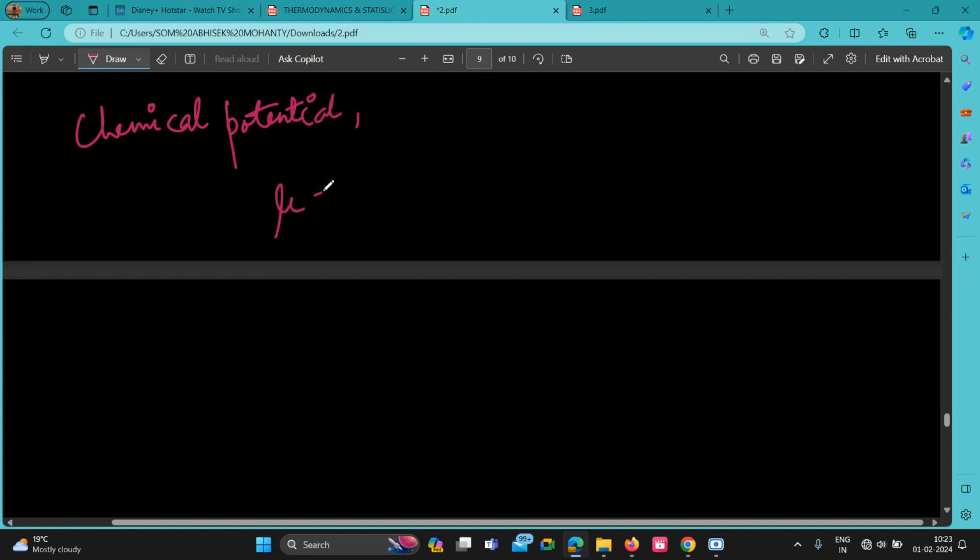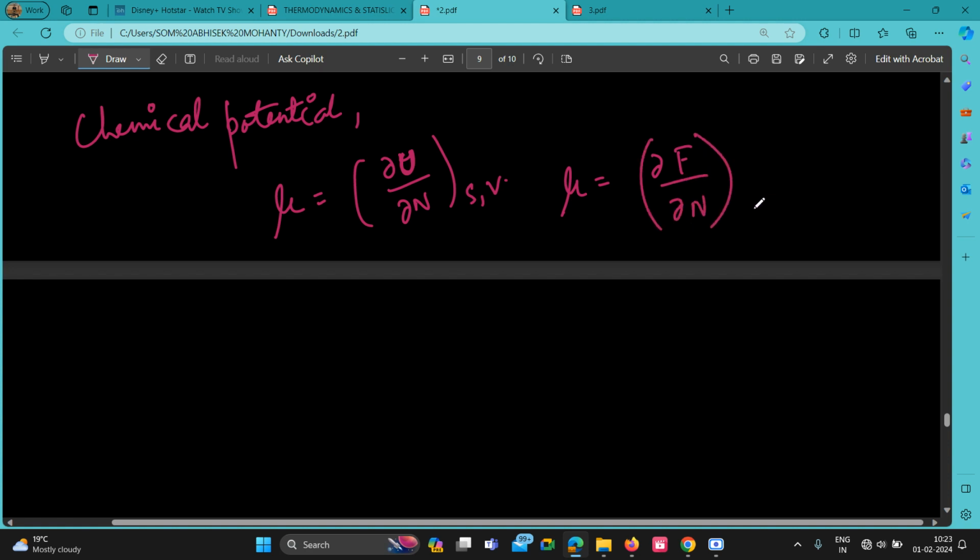Mu is equal to del U by del N at S, V. Or mu is equal to del F by del N at T, V. It's these two formulas right now. Now just write down extensive variables.